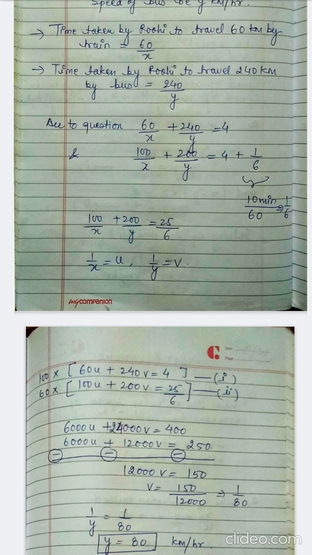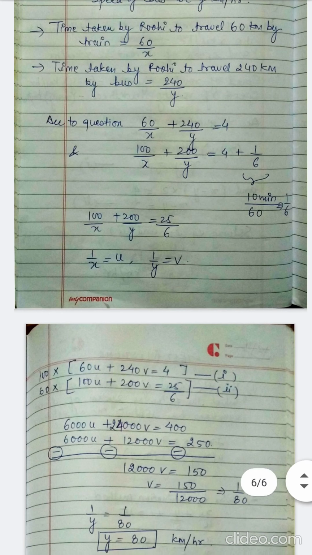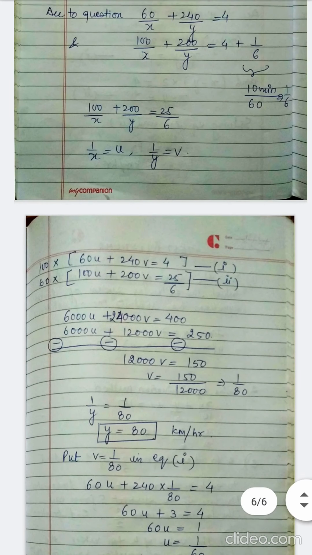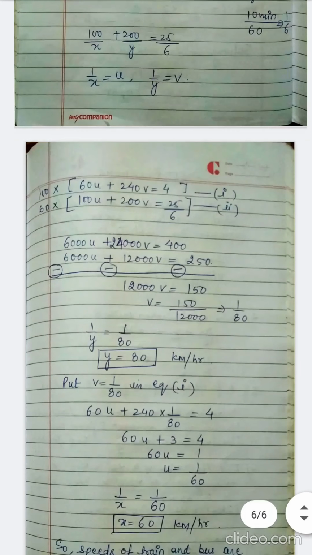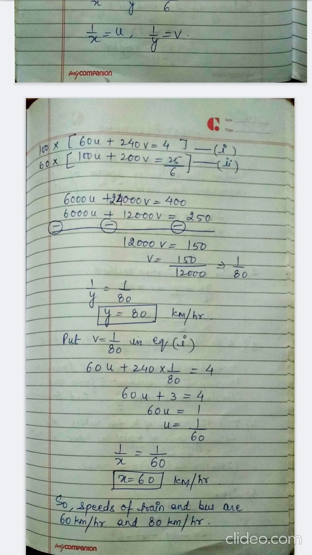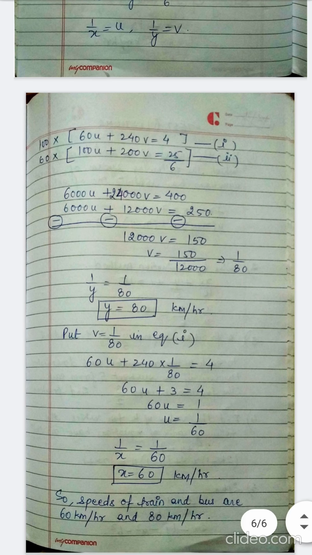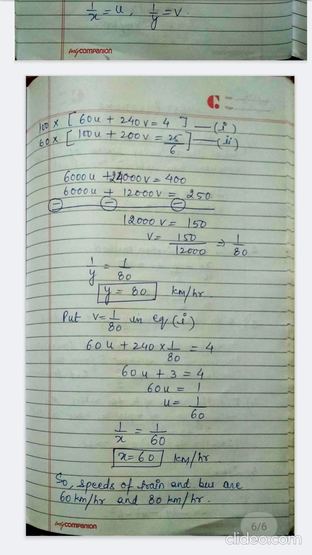Now, here the reducible method is applied. 1 upon x is equal to u and 1 upon y is equal to v. By solving this, we get the value of v is 1 by 80, that is y is equal to 80 km per hour. Put the value of v in the first equation, we get the value of u, which is equal to 1 by 60. So 1 upon x is equal to u, that is x is equal to 60 kilometers per hour. So the speeds of the train and bus are 60 km per hour and 80 kilometers per hour.